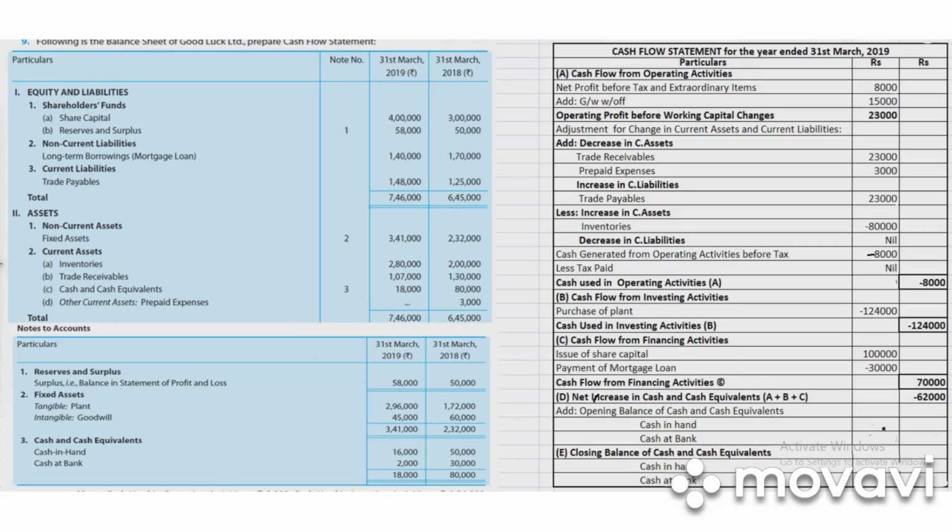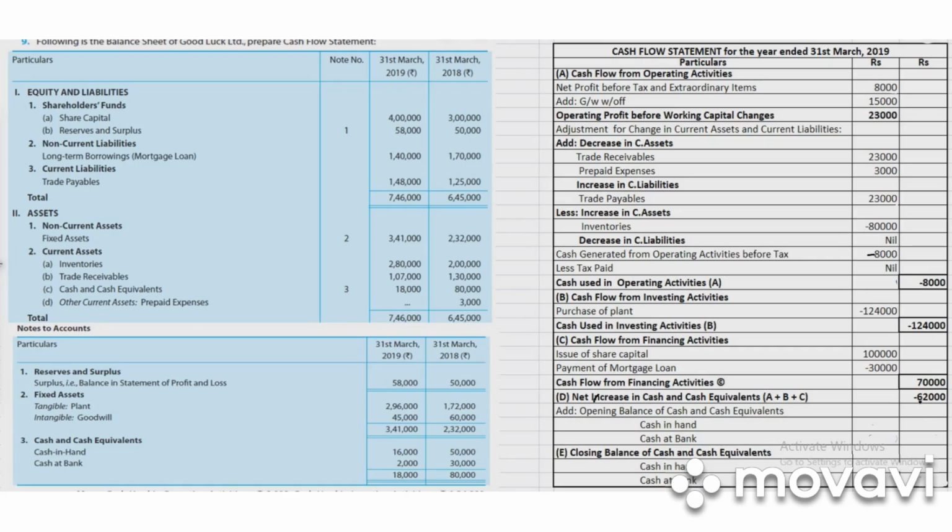Okay, it is a net decrease. It's a negative figure, 62,000. Okay, now with this, what do we have to do? Basically, what is the meaning of this? That means during the current financial year, this was the total cash outflow in this particular business, because it is given as minus.